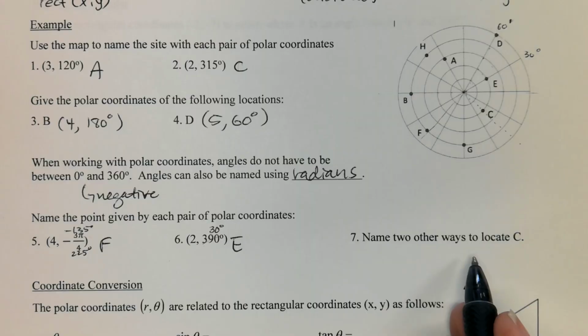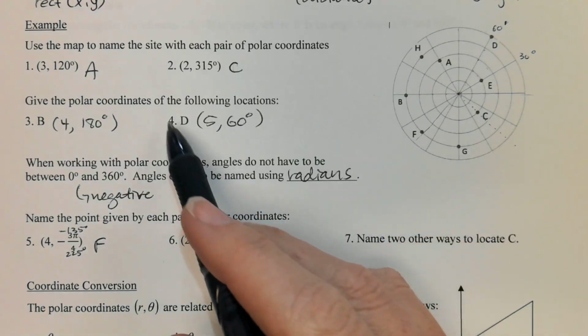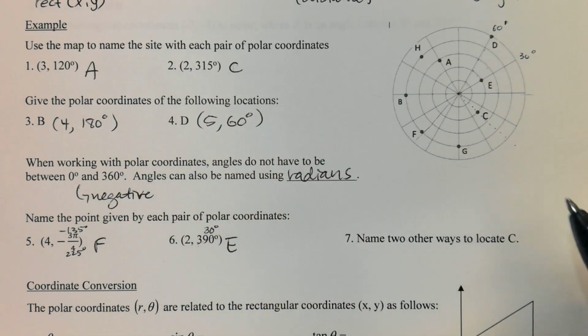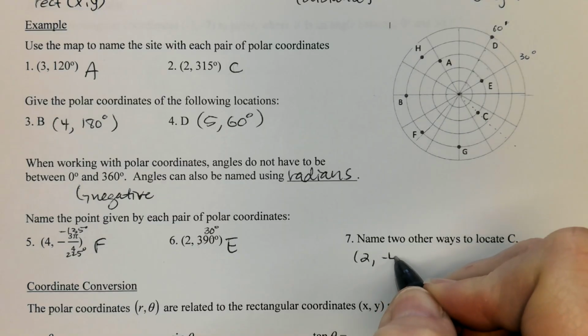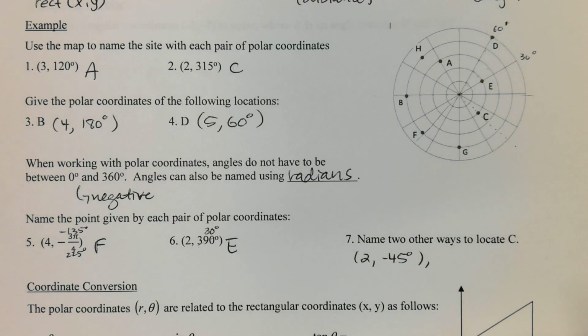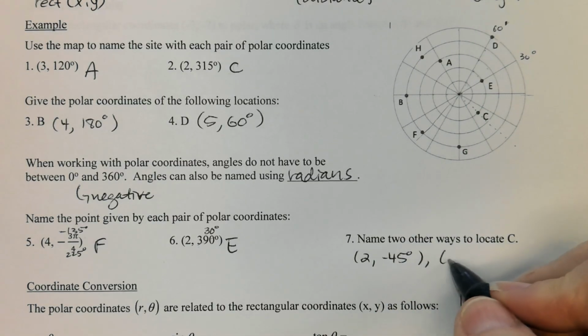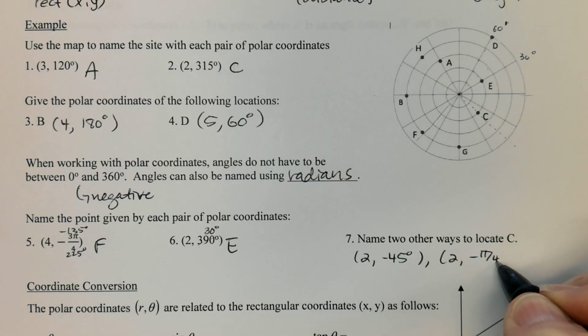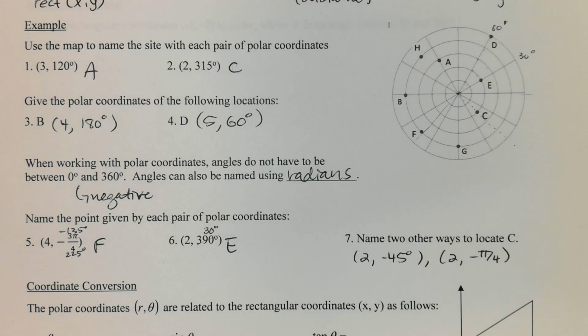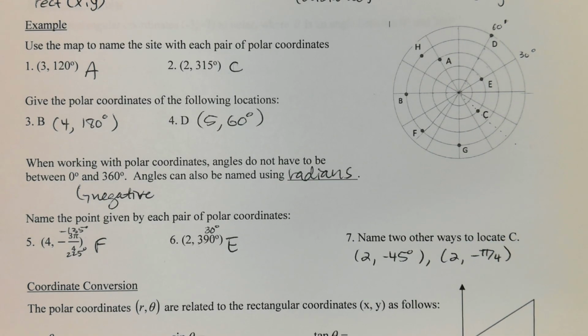Name 2 other ways to locate point C. So here's point C, and we did one of them. That was 2 and 315. We could do 2 and negative 45. That would be an identical angle. We could also do 2 and negative pi over 4. That would also work. So there's lots of ways to name these angles to get you to land at the same location.